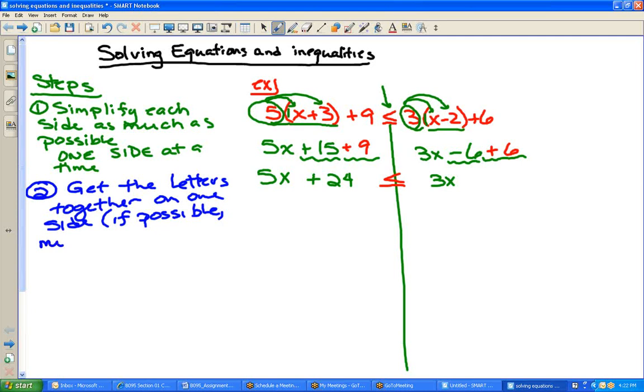If possible, put the letters together. So you set the side looks moving.